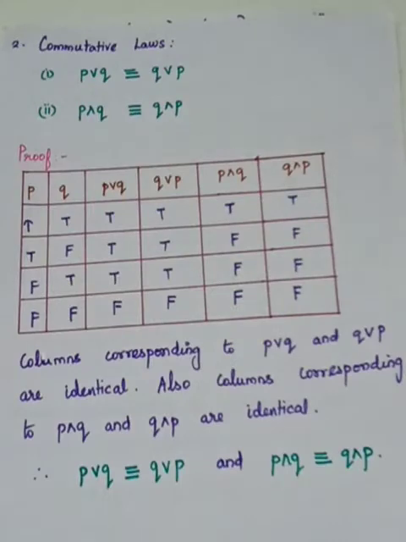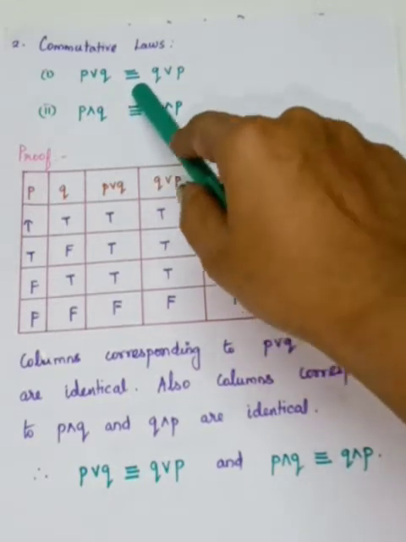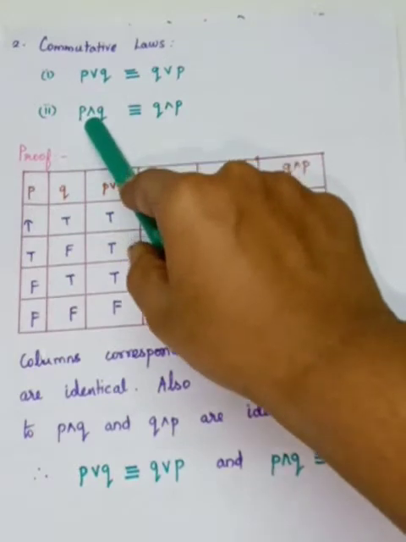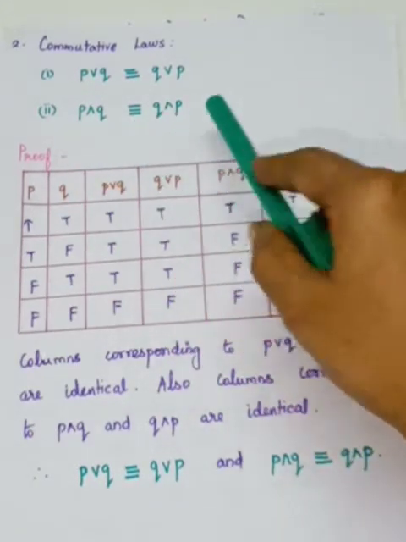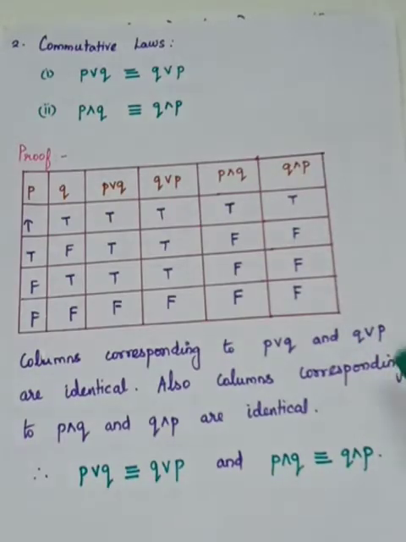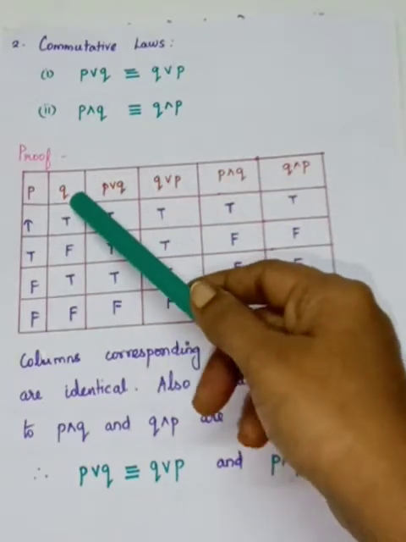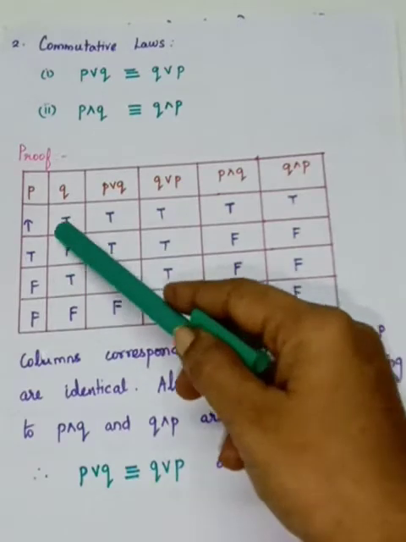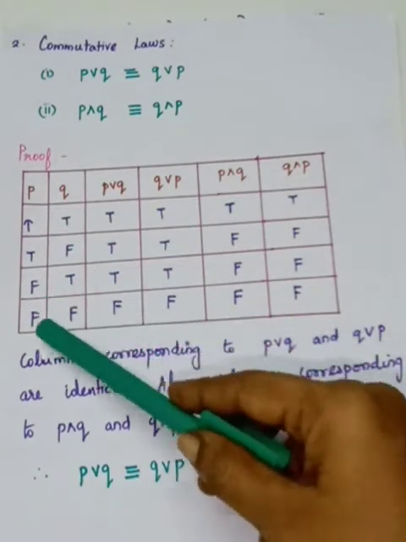And the second one we are going to see is the commutative laws. You know very well the first one, P or Q is logically equivalent to Q or P. And the second one, if you use the AND connective, P and Q is logically equivalent to Q and P. So see the tabular column for the proof. Here two simple statements P and Q are used, so we have to write 4 rows, having the entries true, true, false, false and true, false, true, false.